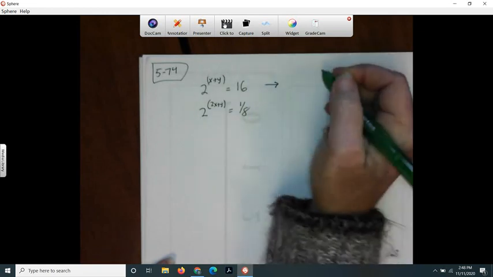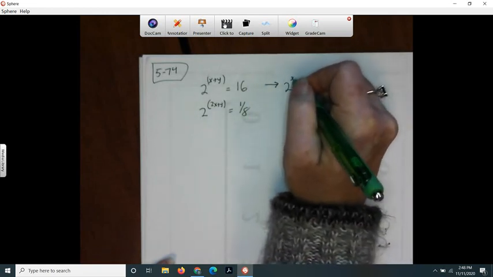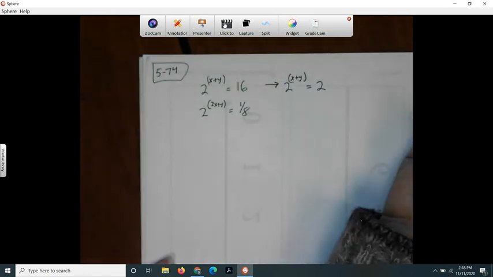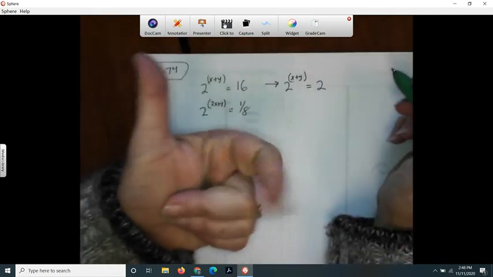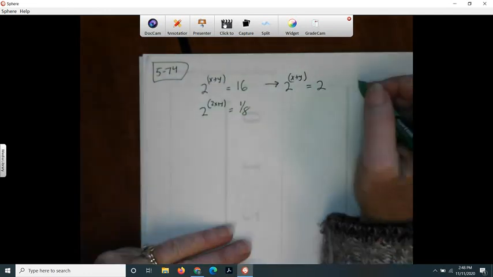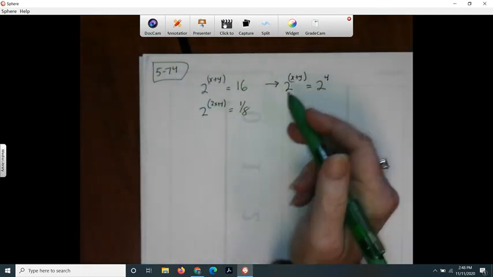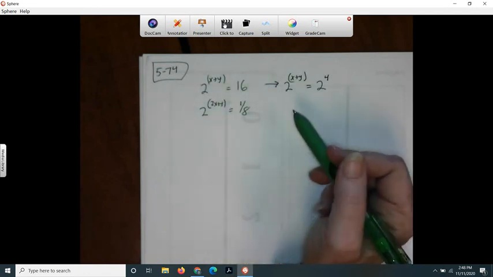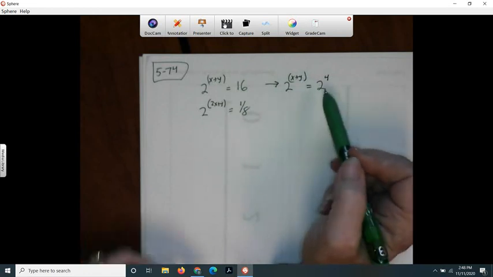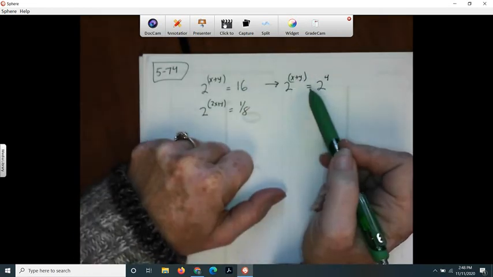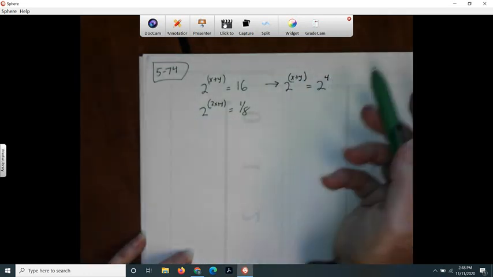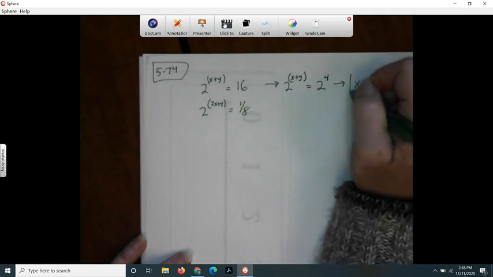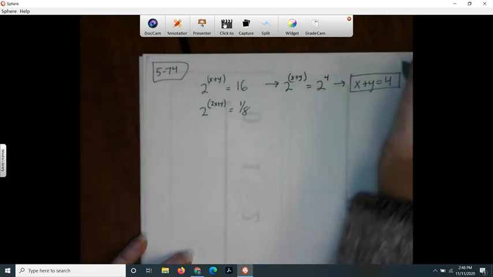I recognize that 16 can be written as 2 raised to some power. What is it? 2 times 2 is 4, times 2 is 8, times 2 is 16. That's the 4th power. So your first step is you want to try to get the bases the same so that you can equate the exponents. So now if the bases are the same and there's an equal sign, that means the exponents have to be equal also. So that's going to give me x plus y equals 4. And I'm just going to box that and let it wait for me to do this one.